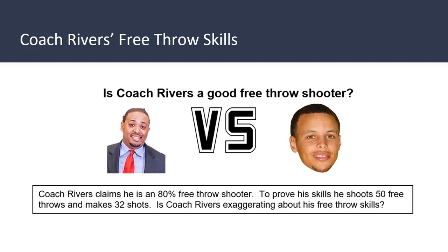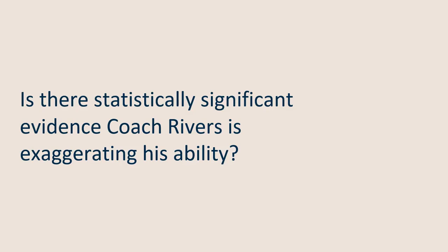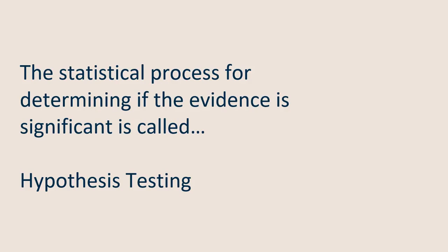A more technical way, what we really want to know is, is there statistically significant evidence that Coach Rivers is exaggerating his ability? Okay, he only made 64%. Was he just having an off day, or is he really not an 80% free throw shooter? Okay, and the process for this is called hypothesis testing. So that's what we're going to look at now, is how to do a hypothesis test to determine if Coach Rivers is exaggerating his ability.